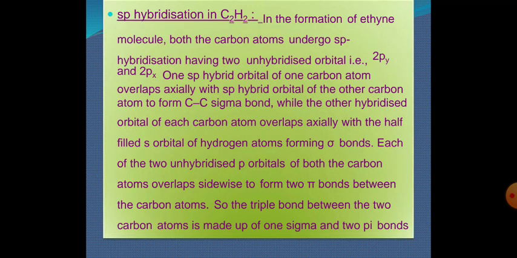Now students, moving towards the next point, that is sp hybridization. sp hybridization takes place in the formation of ethyne, or acetylene, that is C2H2. In the formation of the ethyne molecule, both the carbon atoms undergo sp hybridization, having two unhybridized orbitals, that is 2py and 2px.